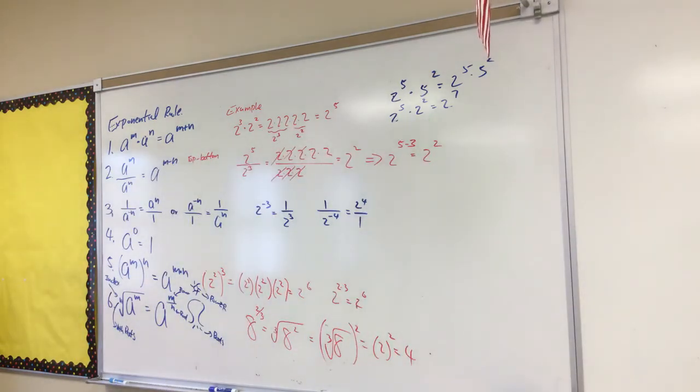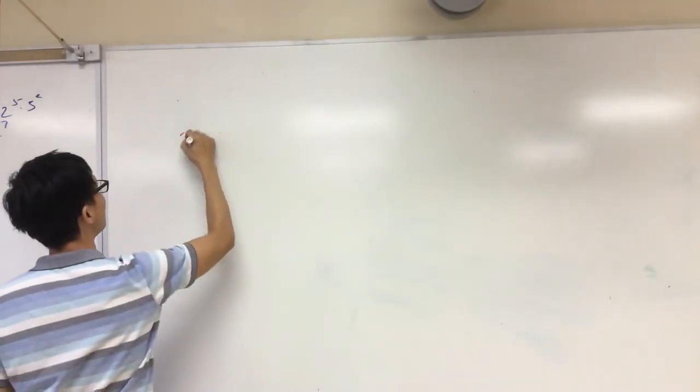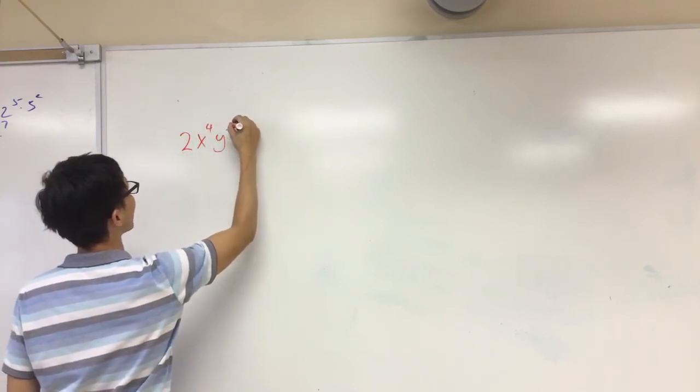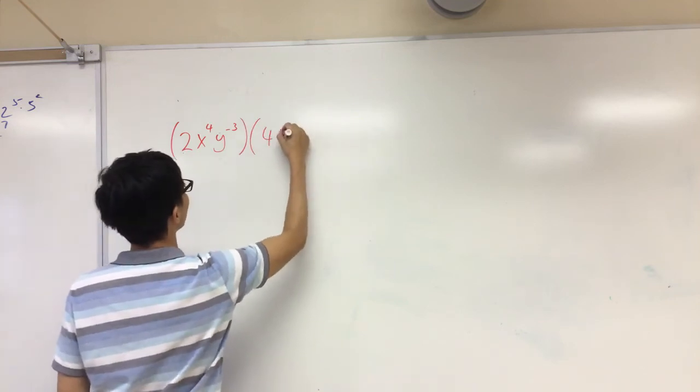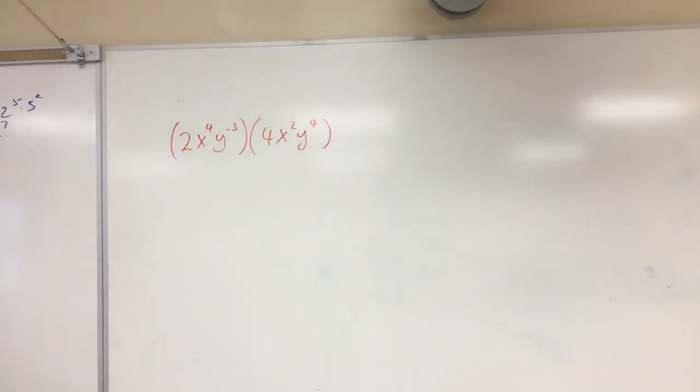So we're gonna do a couple questions here with me. One of them is gonna be slightly easy, and one of them is gonna be a little bit harder. Okay, so here's a question I want you to do. So this is algebra 1. So here's a question. I want you to do this question: 2x to the fourth y to the negative 3 times 4x squared y to the fourth. I want you to multiply two things together. This is algebra 1 and pre-algebra.